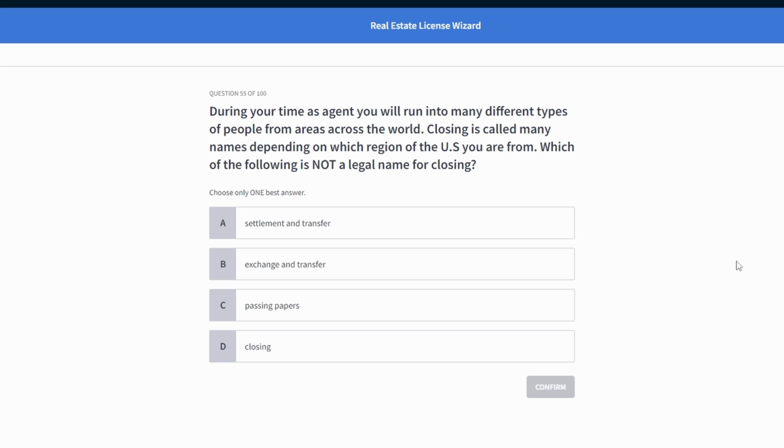Alrighty, next one, 55. During your time as an agent, you will run into many different types of people from across the world. Closing is called many names depending on which region of the US you are from. Which of the following is not a legal name for closing? There are 4 options. A, settlement and transfer. B, exchange and transfer. C, passing papers. Or D, closing. So take a couple moments to think that one over and come up with your answer.